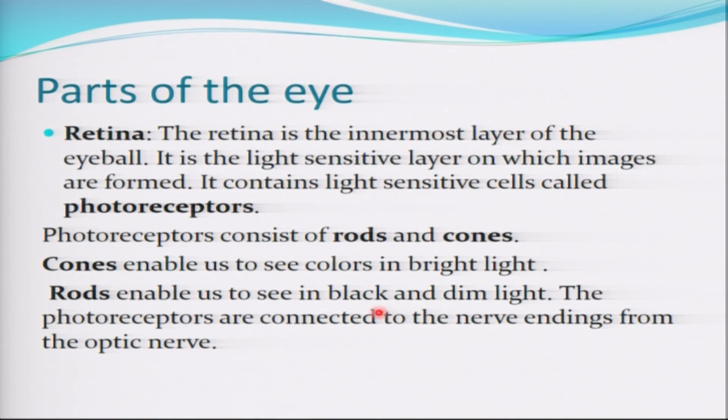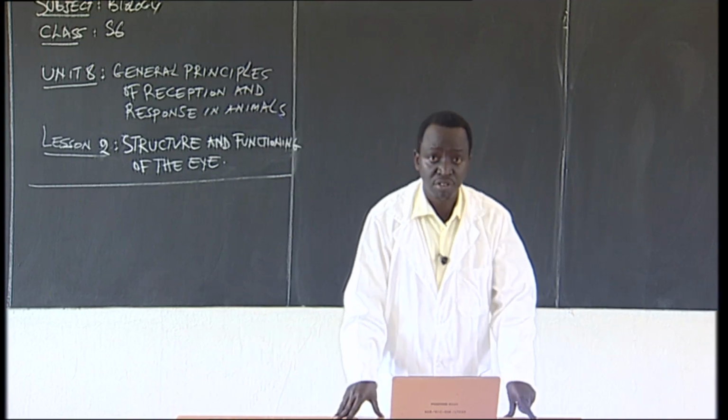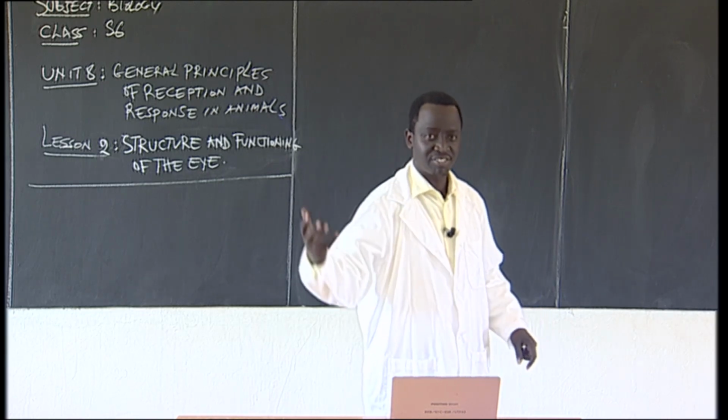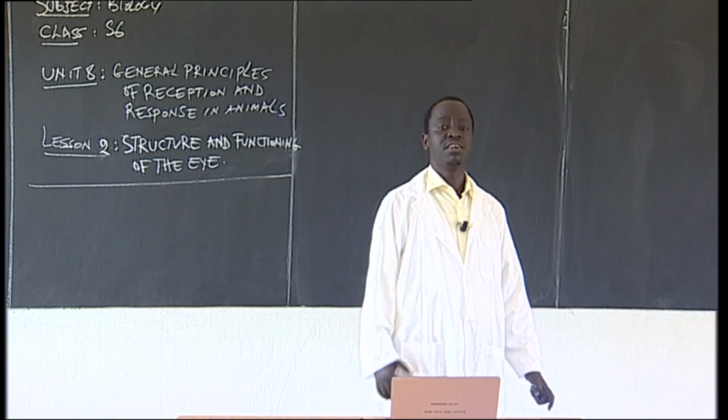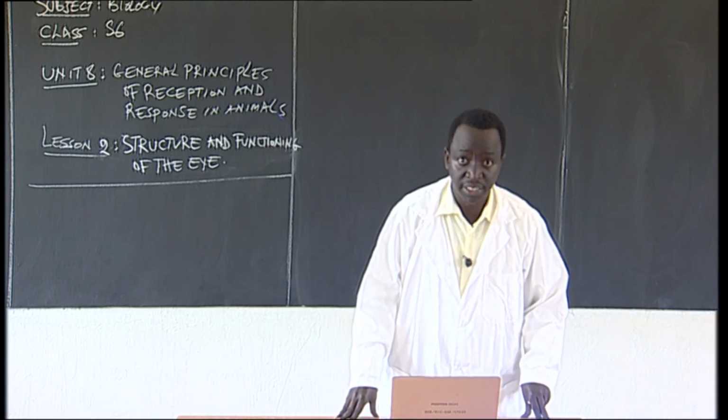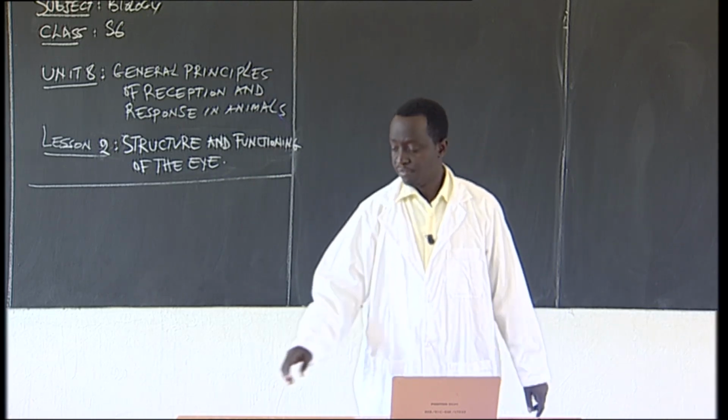Actually, those photoreceptors are connected to the nerve endings of the optic nerve. Why? Because when the light reaches the photoreceptors, it is going to be transformed. It is what we call transduction. Into what? Into the impulse. And that impulse is going to go where? To the brain.